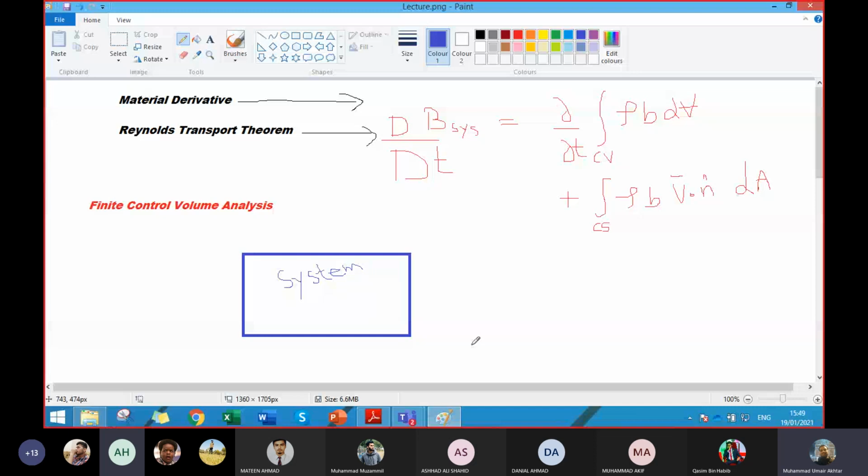Sir, it is fixed. It is fixed, so control volume can also be fixed. Sir, but after some time the control volume will move. No, it will not move. If it's a fixed control volume or a stationary body, the control volume will not move. What's the quality of a system we discussed in the last lecture? Sir, the actual or imaginary control volume. No.